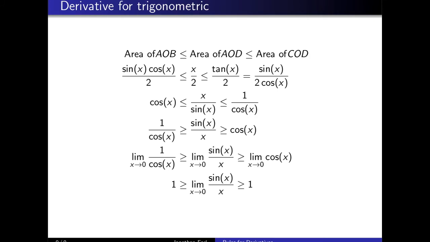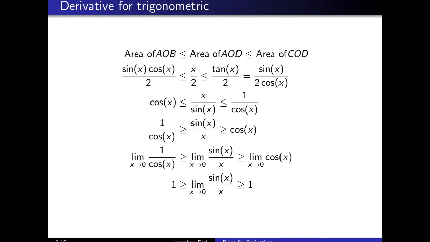Okay, so then what we could do is we could go and cancel some stuff off. So the first thing we can do is get rid of all the 2's. And the next thing that I'm going to do is divide each of the 3 parts in this inequality by sine of x. The next thing that we're going to do is we're going to invert everything. And when you invert an inequality, you have to reverse the arrows as well. So if cosine of x is less than or equal to x divided by sine of x, that means sine of x over x is bigger than cosine of x.